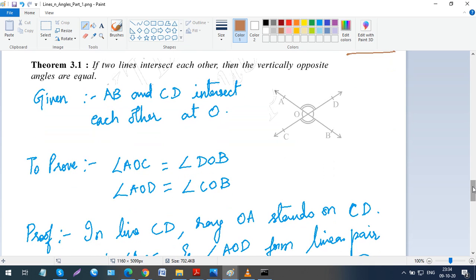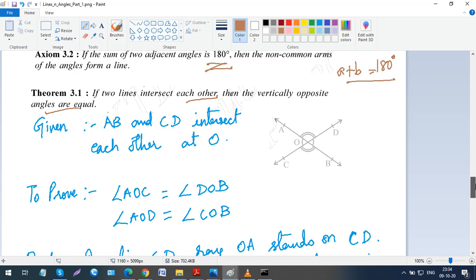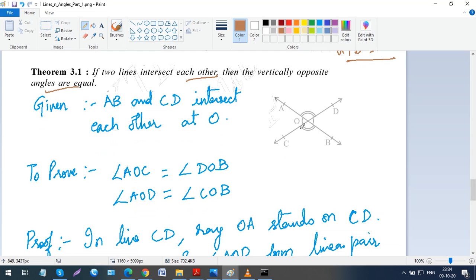Okay, now theorem. There's one theorem over here. If two lines intersect each other like this, AB and CD are intersecting each other, then vertically opposite angles are equal. So we have just learned that it's going to be equal. So this is the proof. Like, why do we say that it's equal?